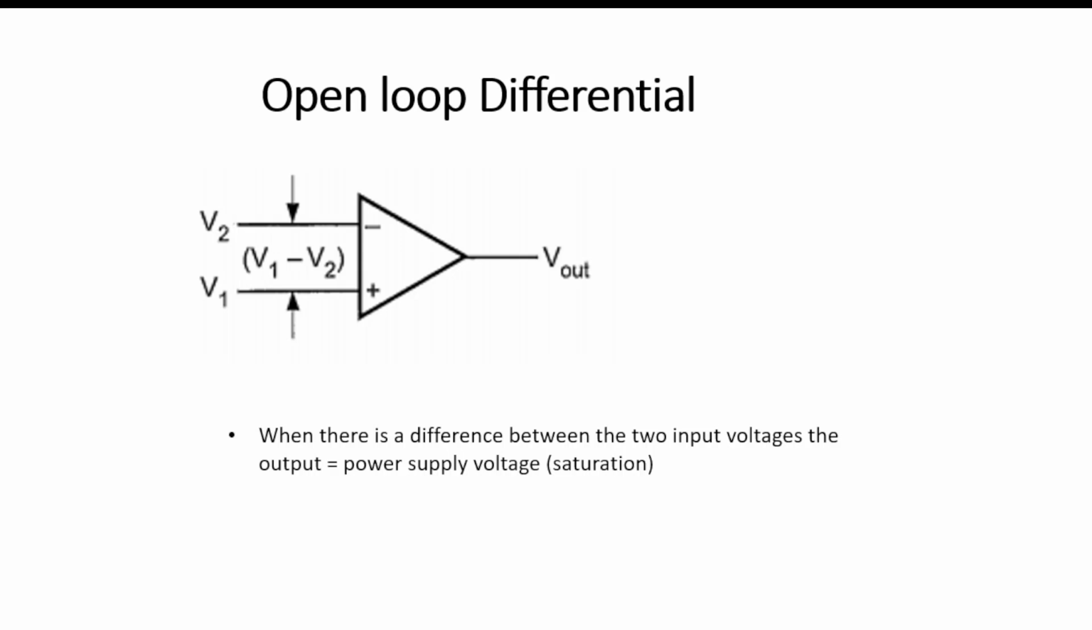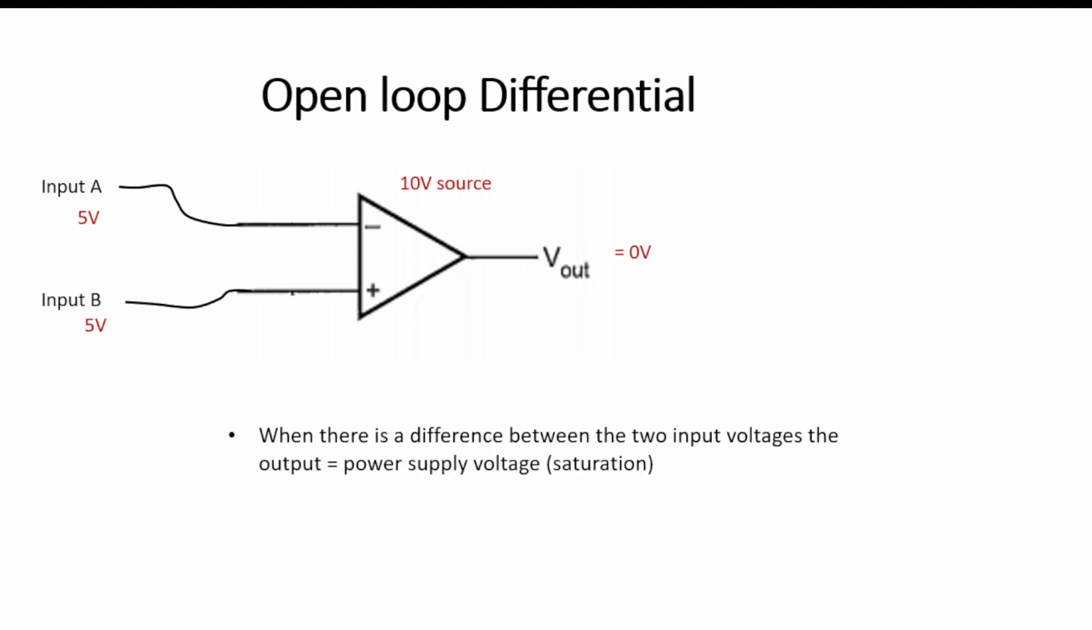So what we're saying here is that both of the inputs have to be the same value. If one of them is different, then the output goes directly up to whatever the source voltage is for the operational amplifier. It is not going to be a voltage that is in any way correlating to V1 or V2.